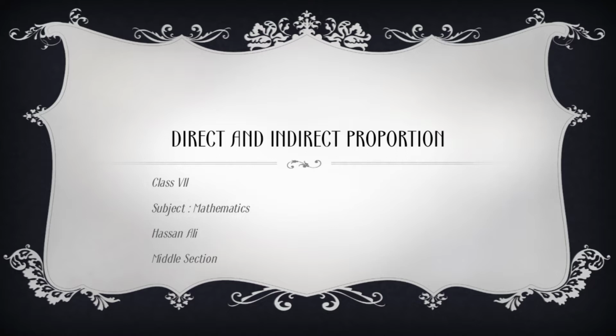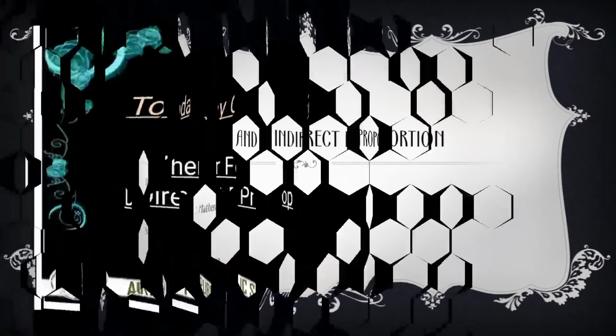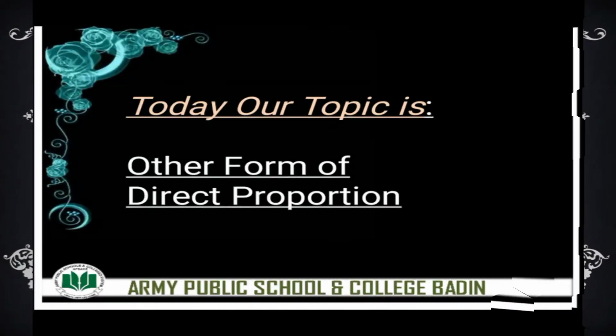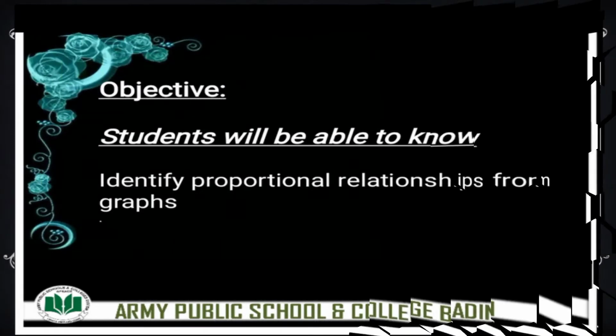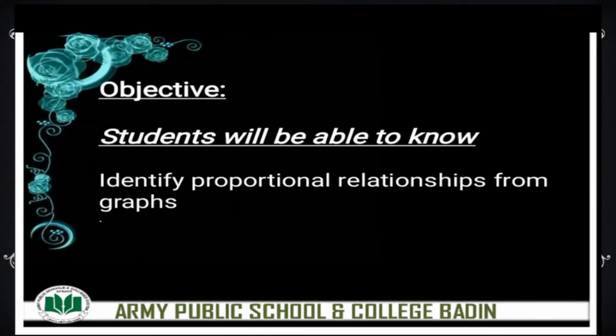Today our topic of discussion is direct and indirect proportion and other forms of direct proportion. So the objectives are: the student will be able to identify a proportional relationship from the graph.